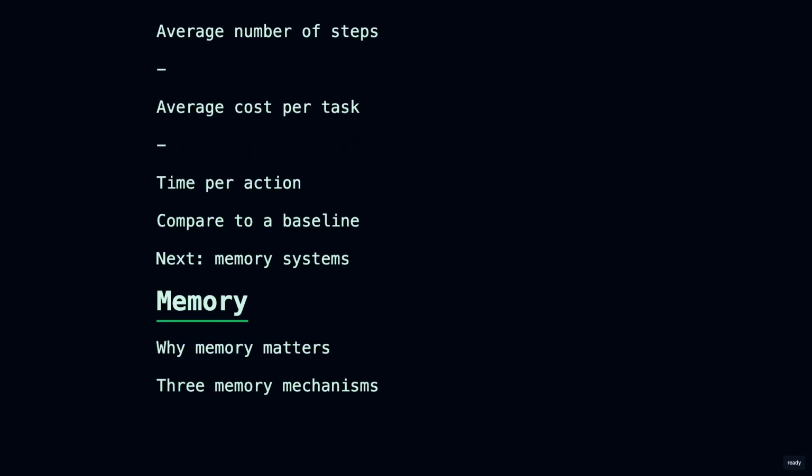A useful way to think about model memory is to split it into three main mechanisms. Each one serves a different role in how the system stores and uses information.